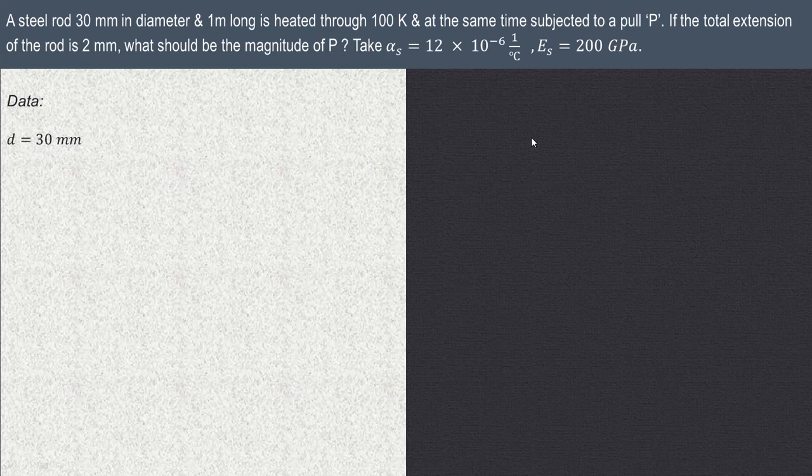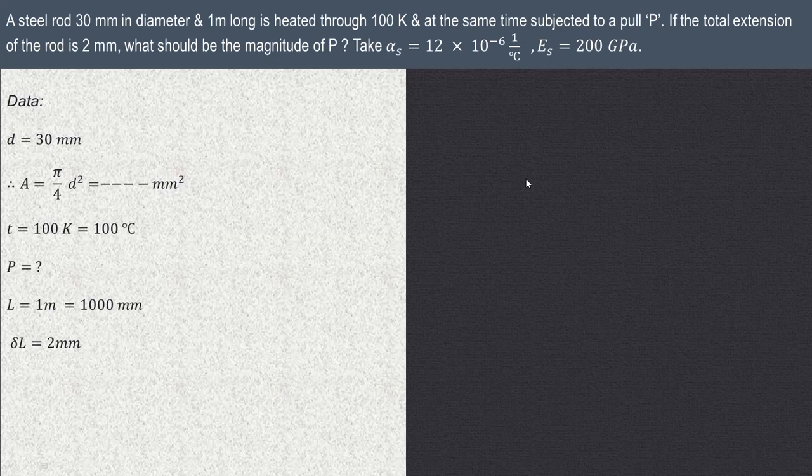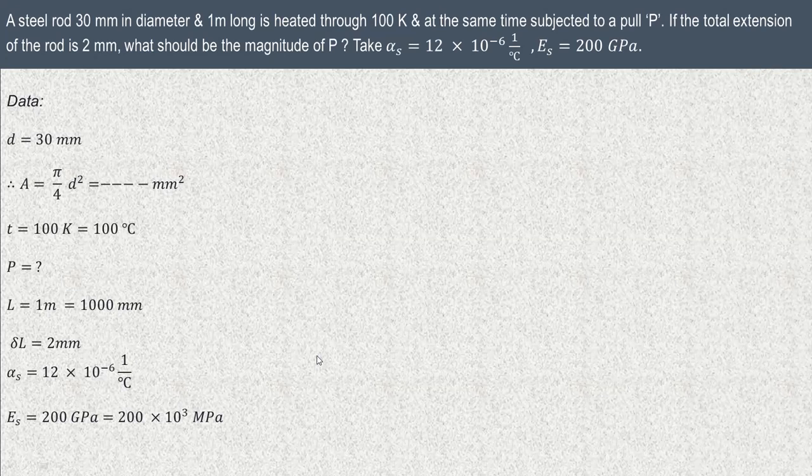So let us write down the data first. Diameter is given as 30 mm, so area will be pi by 4 d square. Temperature difference is same in Kelvin and centigrade. P we have to find out. Length is 1 meter, that is 1000 mm. Total deformation is 2 mm. Alpha for steel is 12 into 10 raised to minus 6 per degree centigrade. Modulus of elasticity: convert this GPa term into MPa. To convert GPa into MPa, we have to multiply by 10 raised to 3.